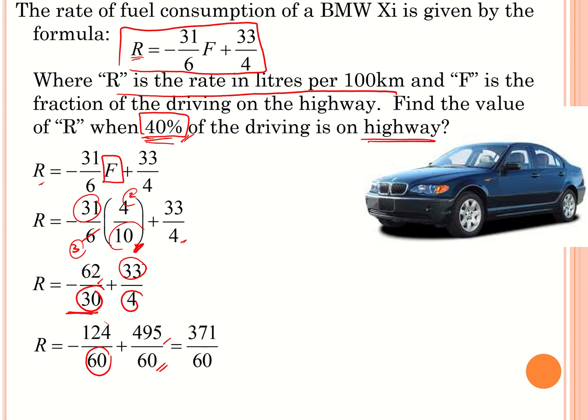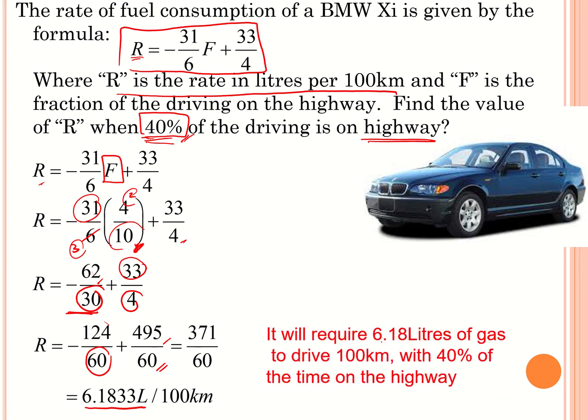Now if you take a calculator and divide this, you get something closer to like 6.18333 liters per 100 kilometers. So that means it will require 6.18 liters of gas to drive 100 kilometers if you're driving on the highway 40% of the time. Okay, and this only works for this vehicle. If you're driving a smart car, it will probably be maybe 3 liters of gas instead.